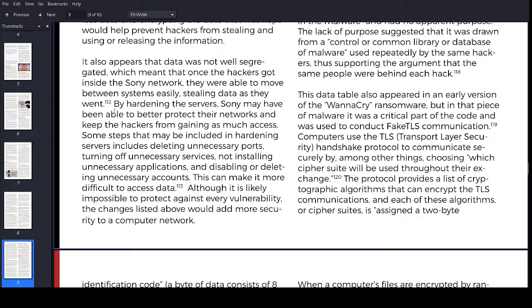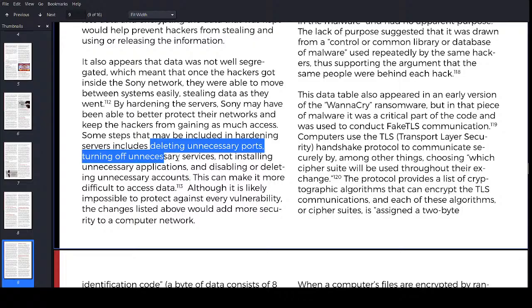Sony may have been able to better protect their networks and keep the hackers from gaining as much access. Some steps that may be included in hardening servers include deleting unnecessary ports, turning off unnecessary services, not installing unnecessary applications, and disabling or deleting unnecessary accounts. This is 100% key here. All this stuff I love.